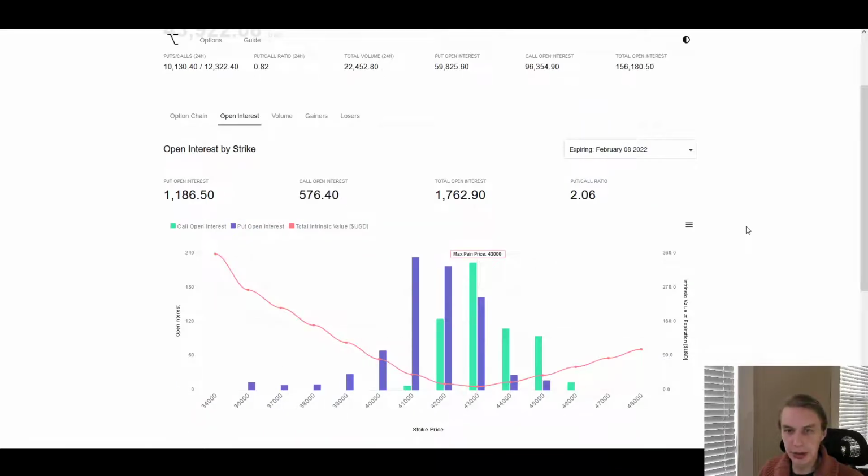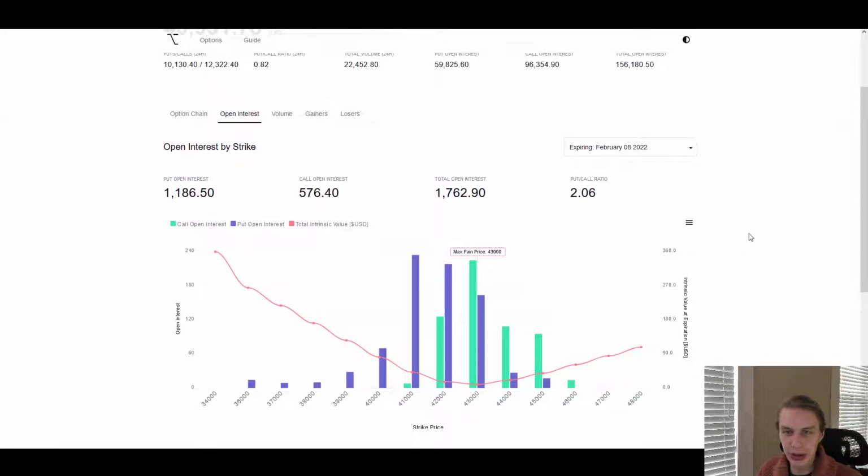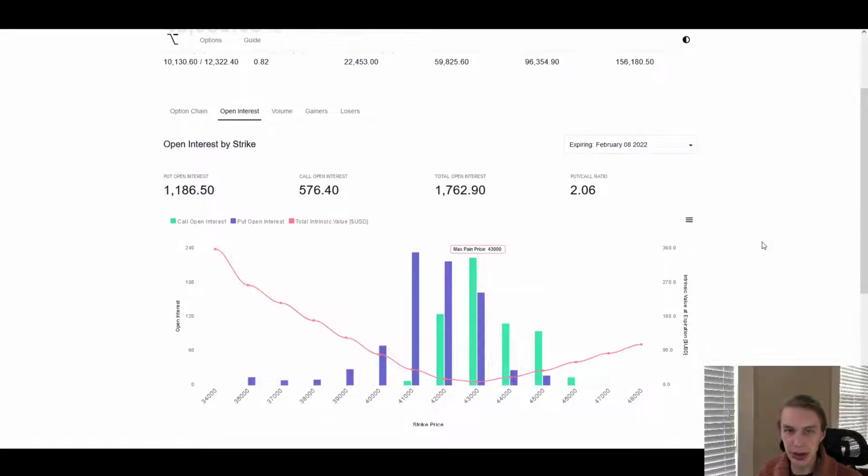Now, a final derivatives-related indicator I want to talk about, which I think is a really interesting one, not on its own especially diagnostic, but just something useful to keep an eye on, is this idea of the point of max pain in the options market surrounding Bitcoin.